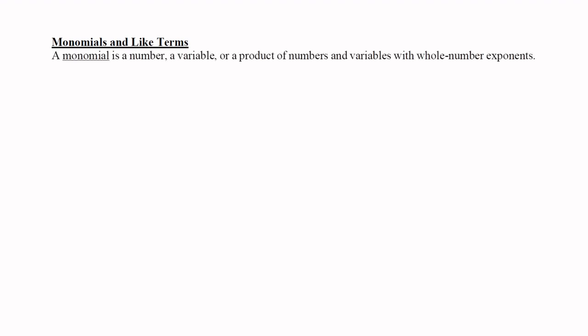A monomial is a number, a variable, or a product of numbers and variables with whole number exponents. So here are some examples of monomials. You can have just a number, such as -9. You can have just a variable, such as y. You can have a combination of a number and variable, where we have a coefficient and a variable, like 7a.